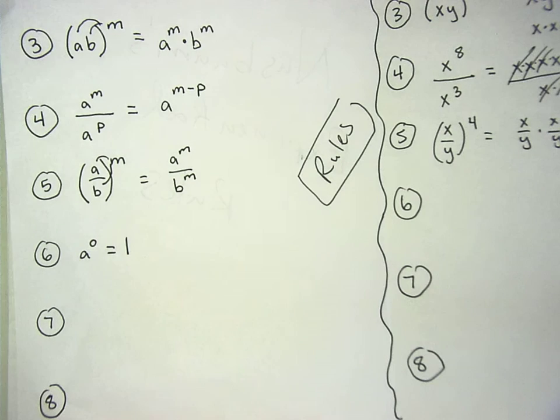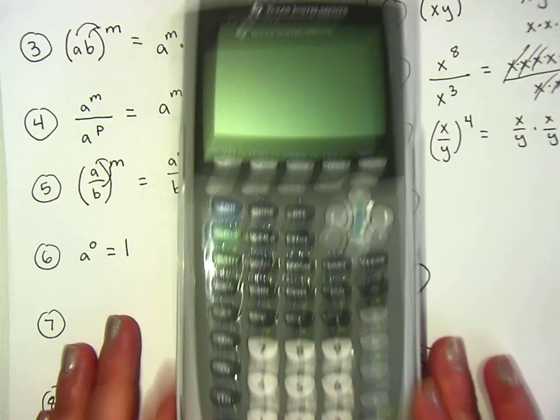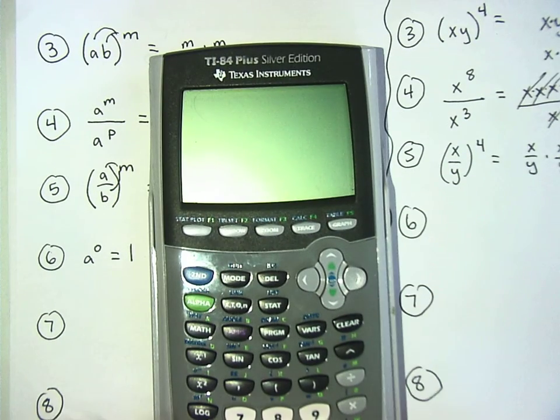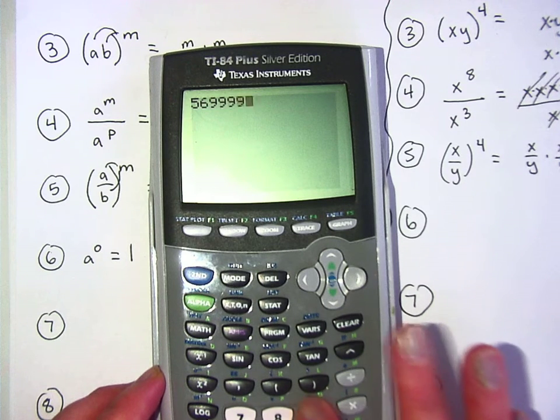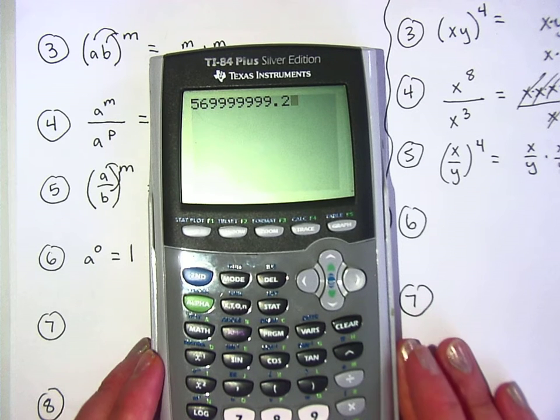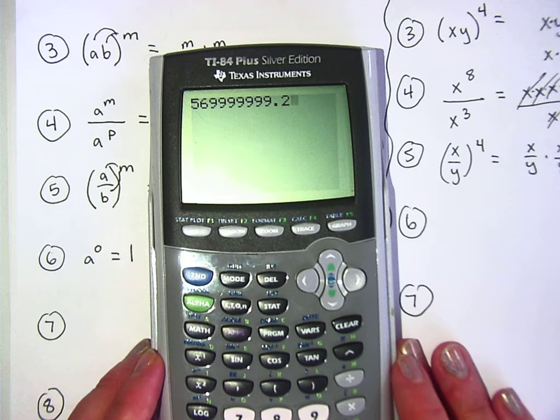Go grab a calculator. Type in any number you want. All right, I put in 5,6,9,9,9,9,9,9,9,9,9.2.